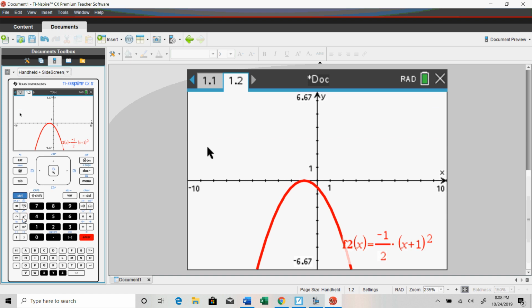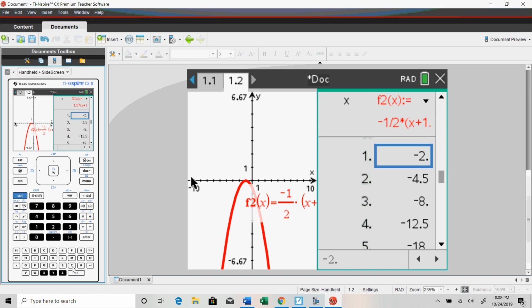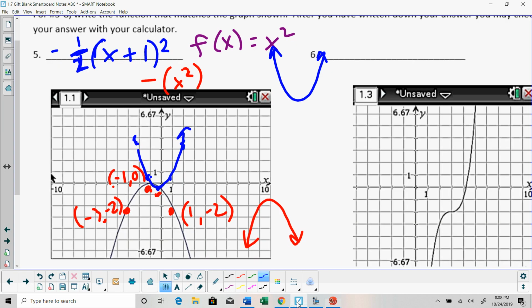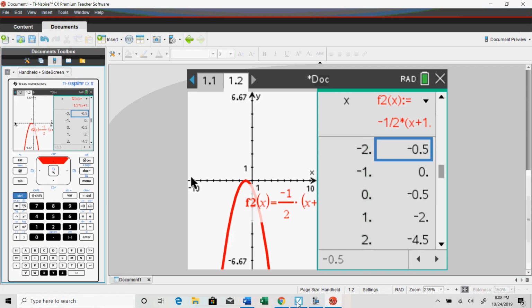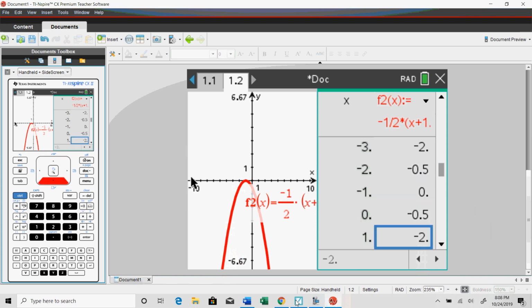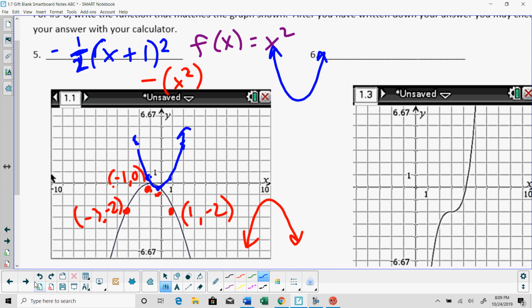All right, that's what I get. It sure looks like the right function, but let's pull up a table and see if it actually matches some of the ordered pairs that we saw. So control T, and I'm looking for the ordered pairs I saw on the graph that they gave us: (-1, 0), (-3, -2). Let's see, -1 goes to 0, and -3 goes to -2. And then the other point that we're looking for is (1, -2), and sure enough, 1 does go to -2. So I think we have it. I think that answer is correct for this one.